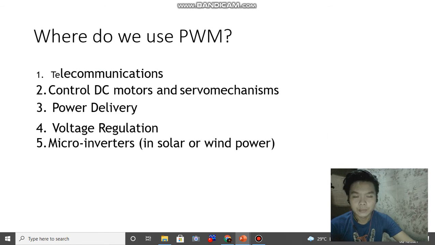So where do we use pulse width modulation? First, in telecommunications. Second, to control DC motors and servo mechanics. Third, power delivery. Fourth, voltage regulation. Fifth, microinverters for solar or wind power.